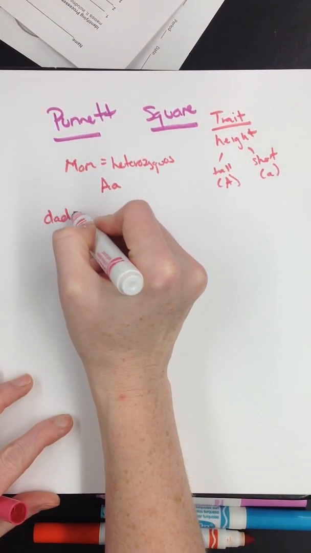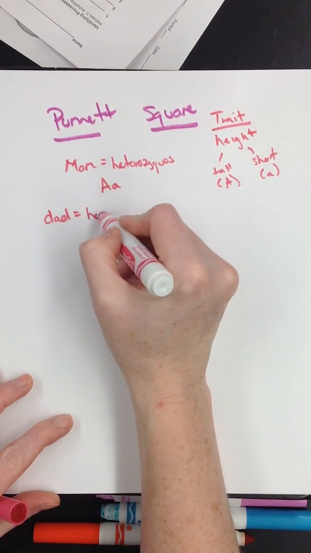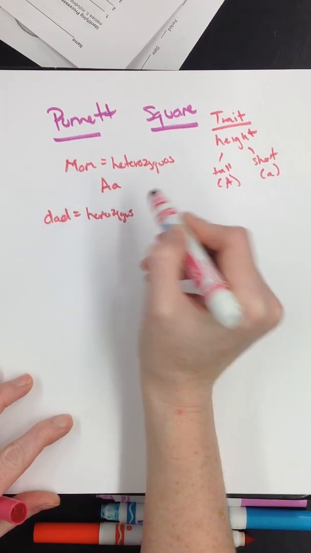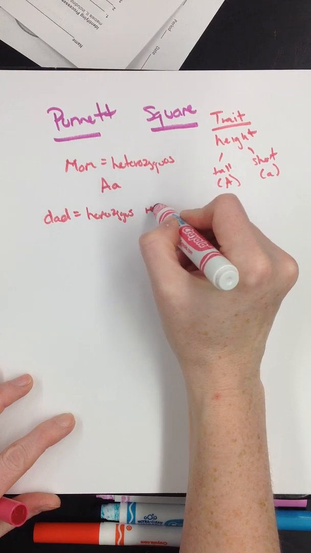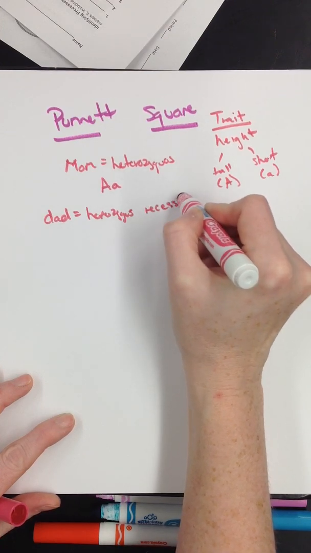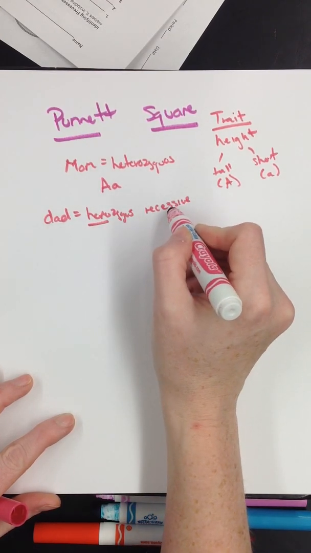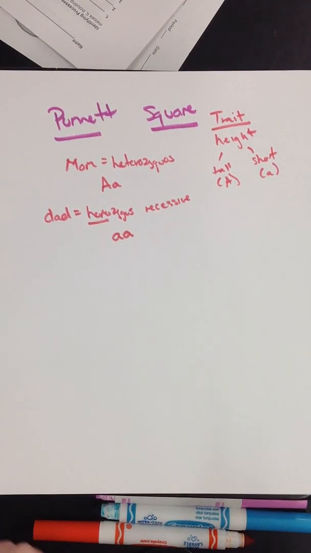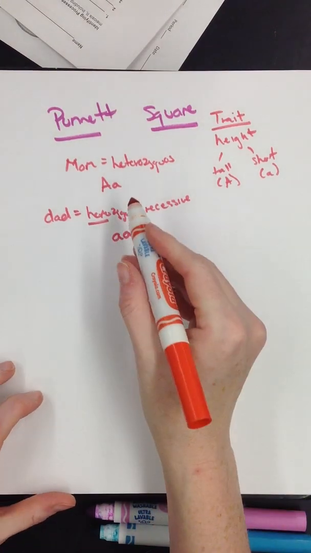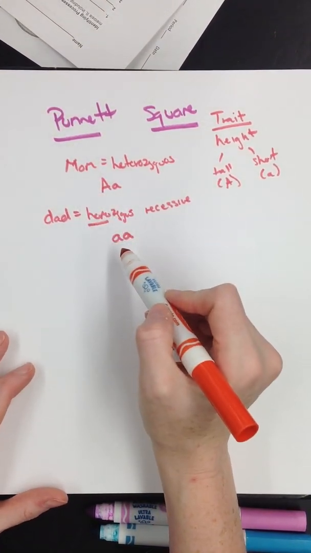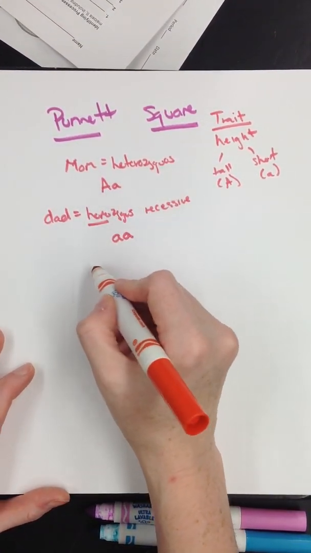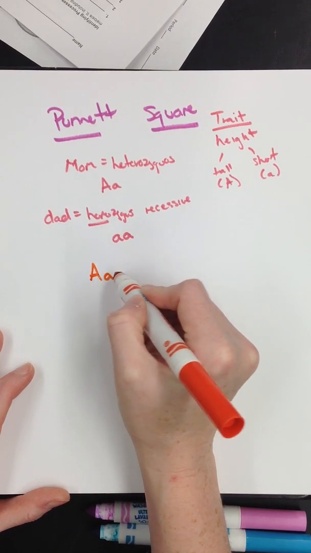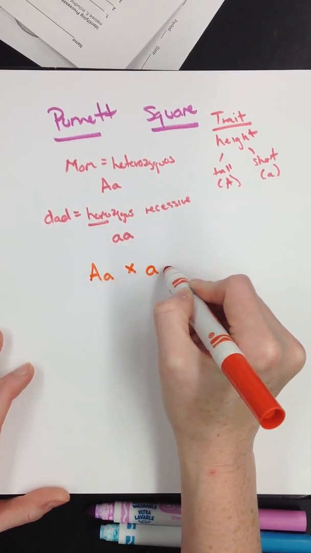And let's say dad. Okay, how about dad be homozygous? Let's just pick one. How about recessive? All right, well, homo means same, and recessive means I have two little letters. So here's my dad's genotype. So what we're going to do is we're going to cross these two. So we're going to pretend mom and dad are going to have sex, and we're going to predict their offspring. So here's my mom's genotype, and we're going to cross it with dad.